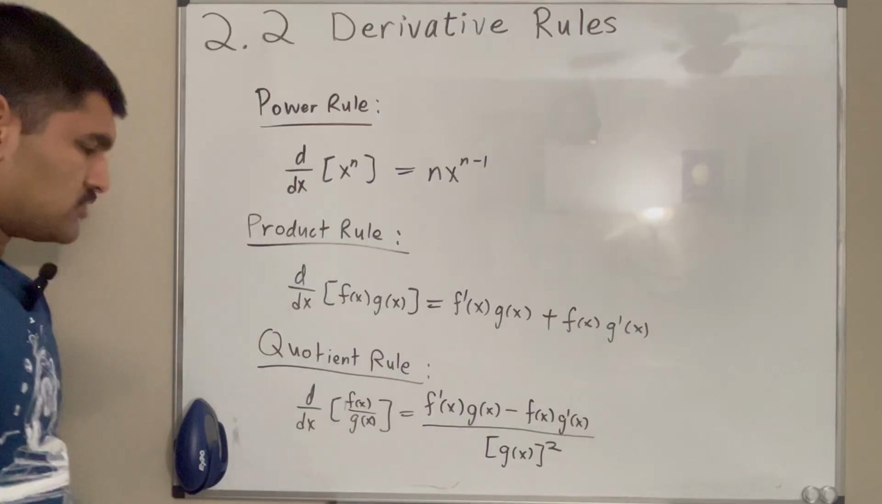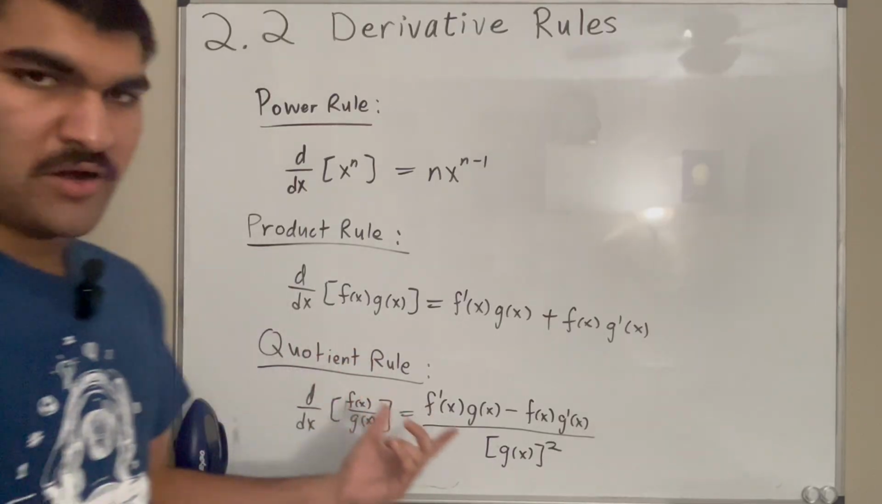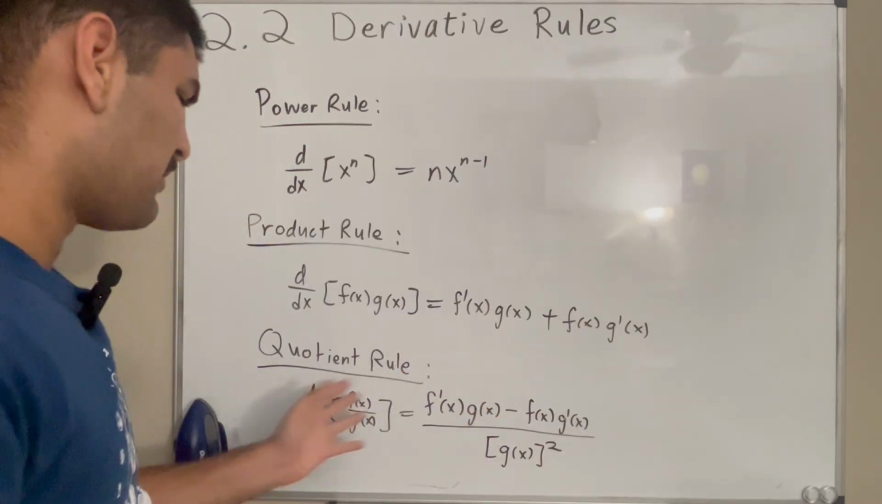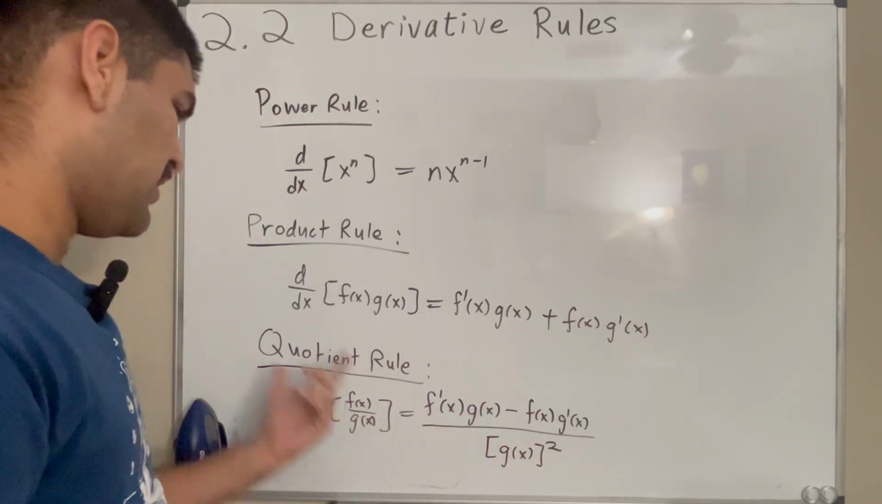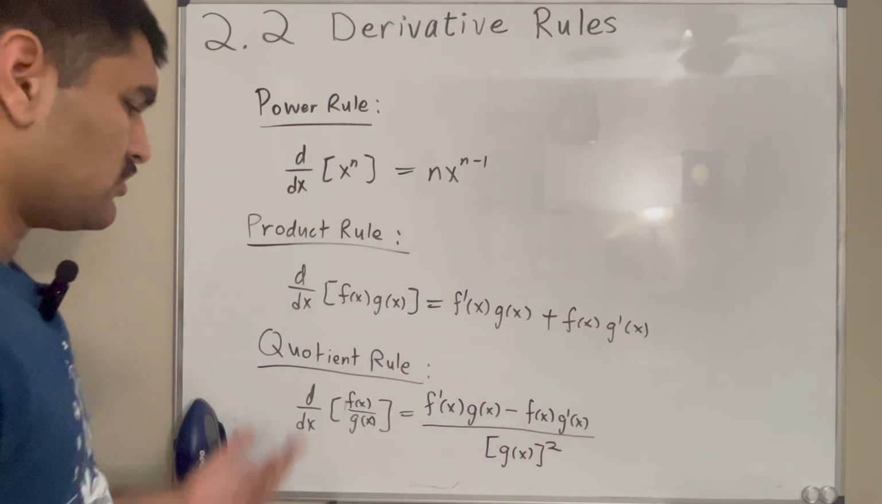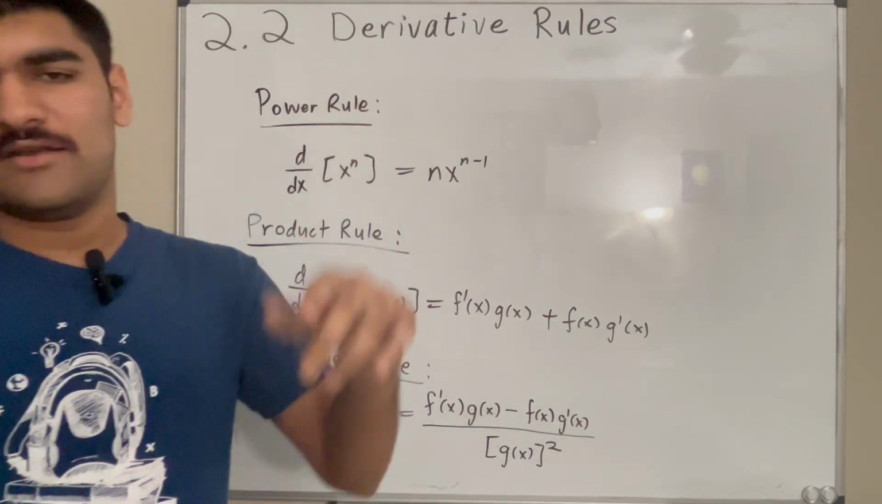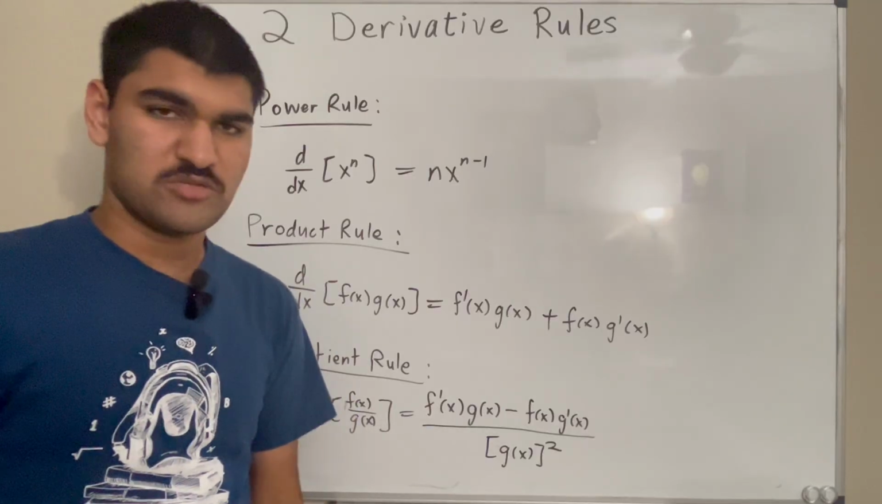Okay, so for the quotient rule, there's a specific mnemonic that's very useful in case you forget the formula, because this is probably the largest formula out of any of the rules. So the formula goes like this: low d high minus high d low over the square of what's below.